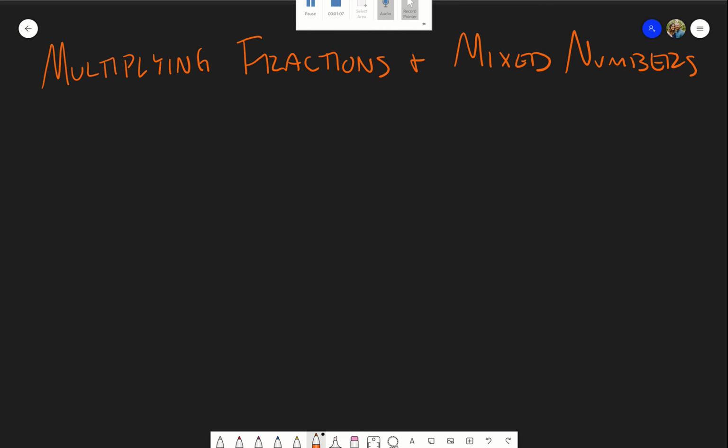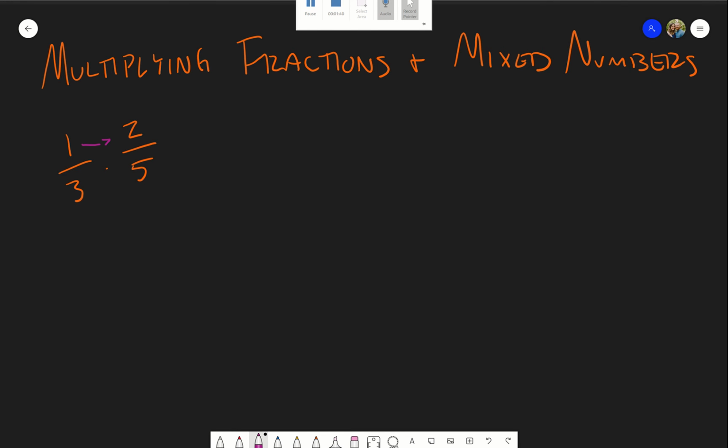All right, so what I like about multiplying fractions and mixed numbers, just fractions to start with. Let's say I have something like 1/3 times 2/5. What's nice about multiplying is I don't need to have common denominators. My bottom numbers do not need to be the same. I don't need to change anything about these numbers. All I need to do is multiply straight across.